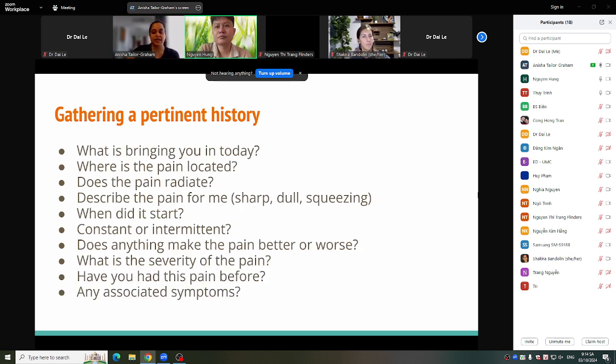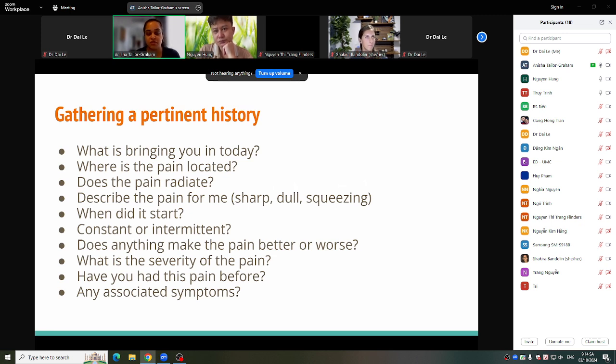So questions I like to ask when patients come in, particularly with chest pain, is, of course, starting out with what's bringing you in today, and then trying to get a better idea of the qualities of their pain. So where is the pain located? Does the pain radiate anywhere, such as to the back, to their jaw, down their arm? Can they describe the pain for me? Does it feel dull? Is it a squeezing pain? Is it a sharp pain?